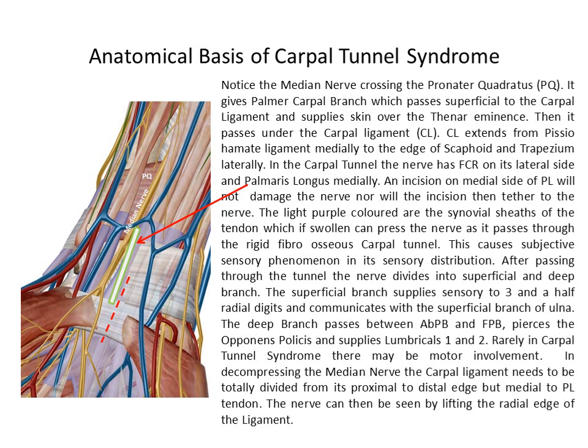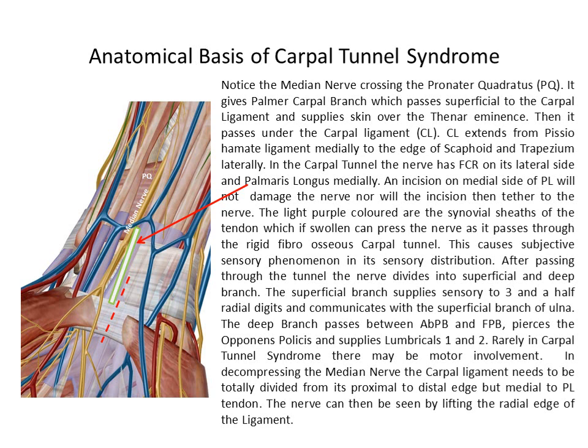In the carpal tunnel, the nerve has flexor carpi radialis on the lateral side and palmaris longus on its medial side. An incision on the medial side of the palmaris longus will not damage the nerve, nor will the incision then tether to the nerve. The light purple colored structures in this photograph are the synovial sheaths of the tendons, which if swollen can press the nerve as it passes through the rigid fibro-osseous carpal tunnel.